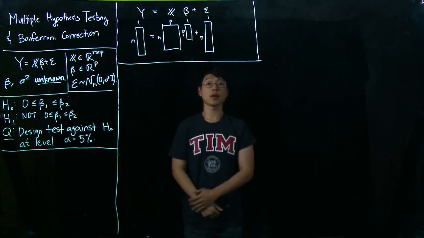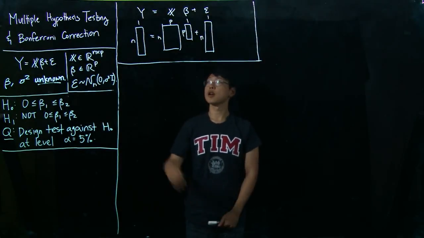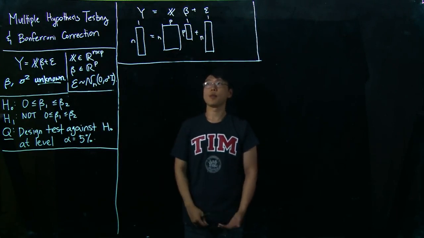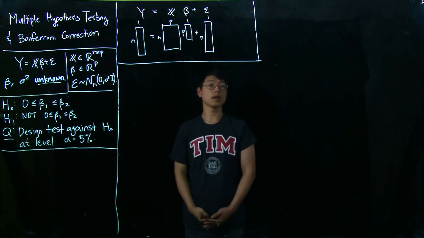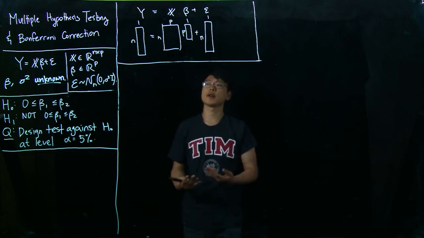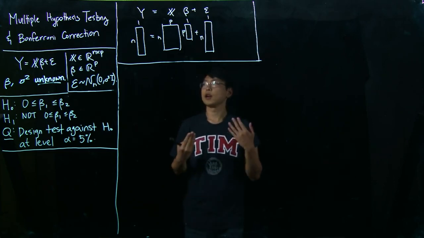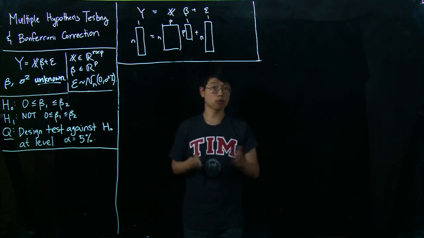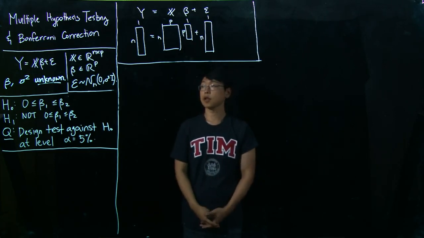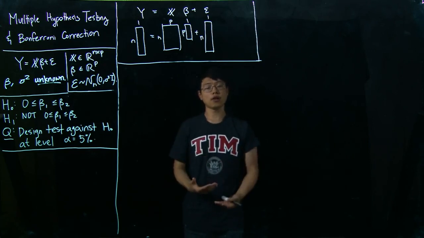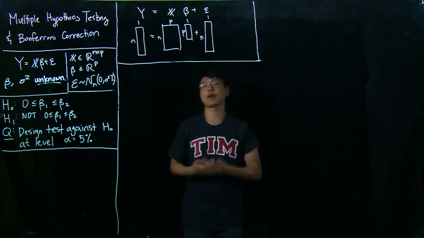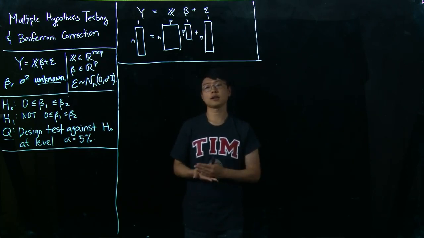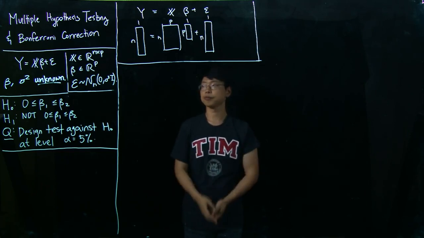Hi, let's talk about a problem in linear regression. The title of this video is going to be Multiple Hypothesis Testing and a Bonferroni Correction. Just to give you a bit of a preview of what you're about to see, we're going to have some null hypothesis that's in some sense a combination of two or more different hypotheses, and we're going to employ a strategy that requires some sort of correction so that our tests end up with the right level.